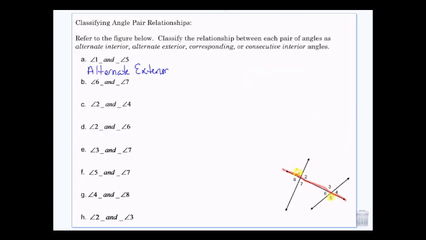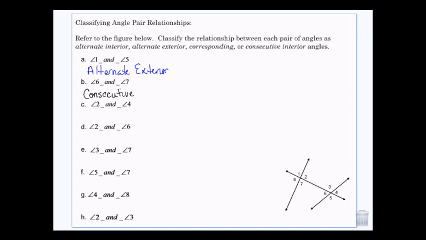Okay, so then we'll come back and we'll look at 6 and 7. 6 and 7 are on the same side of the transversal and they're interior. And so if you're on the same side and you're interior, that makes you consecutive. So same side, inside, you're consecutive. Okay.